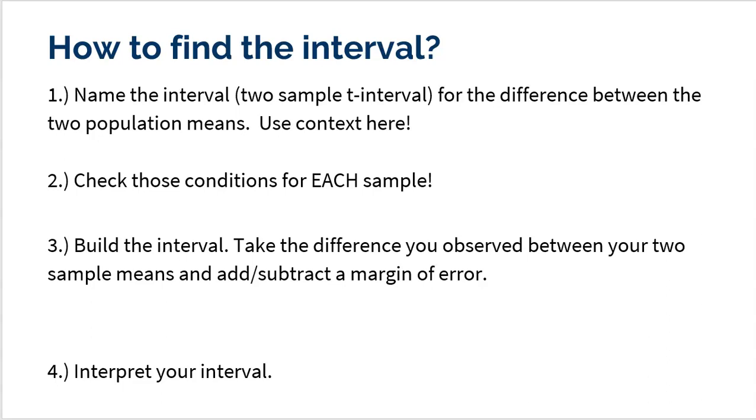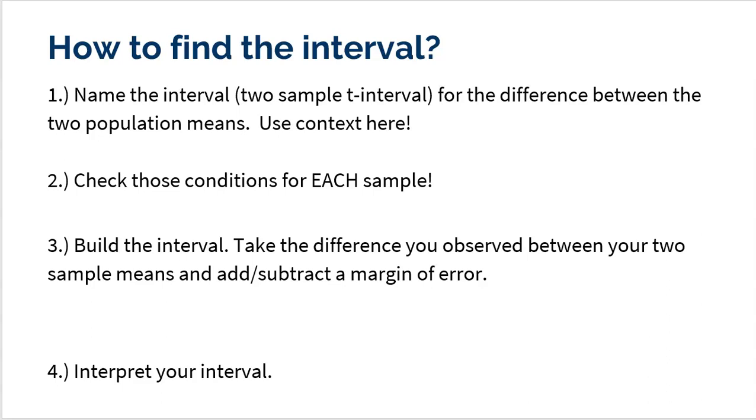Finally, we have to build the interval. This is actually the easiest part. We're going to take the difference that we observed between our two sample means, and we're going to add and subtract a margin of error. We'll give you that formula in the next slide here in a moment. And then finally, we have to interpret our interval and make sure that we can explain what our interval is telling us in context.